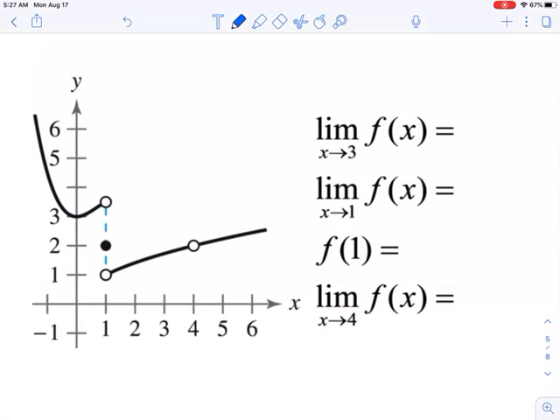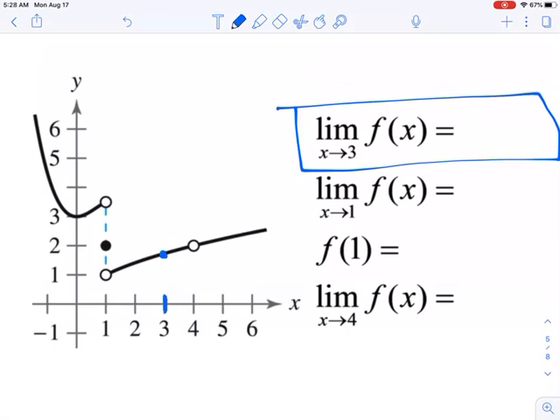Okay, so let's look at these. First, the limit as x approaches 3 of f of x. So here, this is our function, f of x. Here is x is 3. Well, if I look at the coordinate, I know that there's not a coordinate drawn on there, right? But there's graph, right? So I know that our y coordinate is right here.